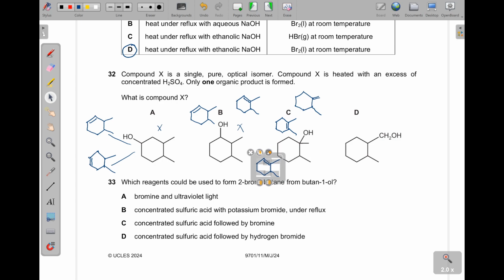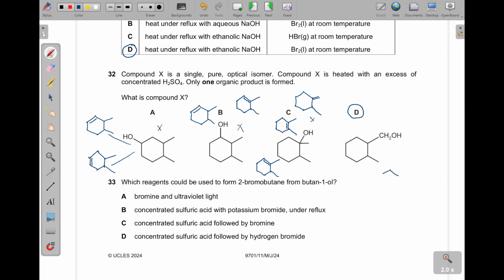Let me put it here. This third one here, and the OH of course has disappeared. Okay, so those are three for C, even C. So that means the answer has to be D. But let's see what is happening here.